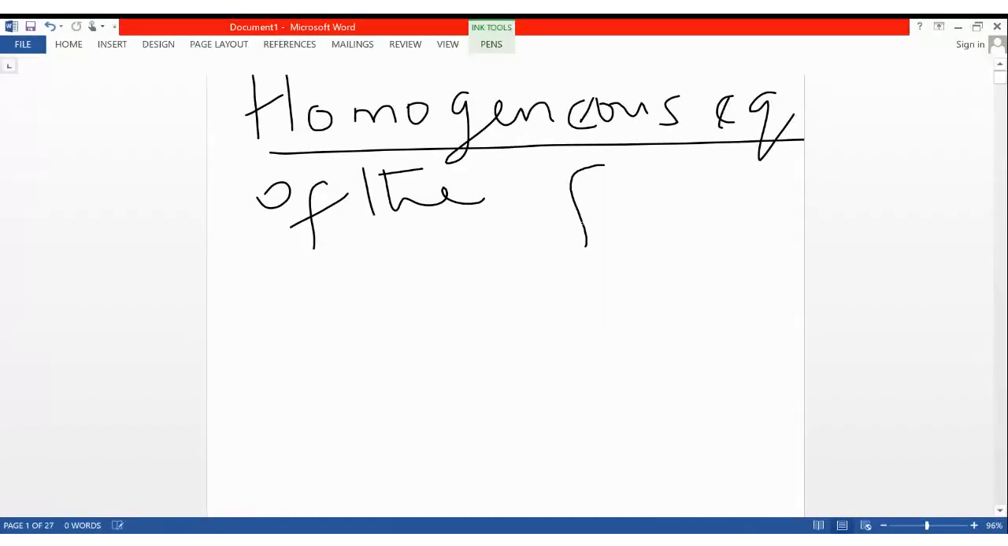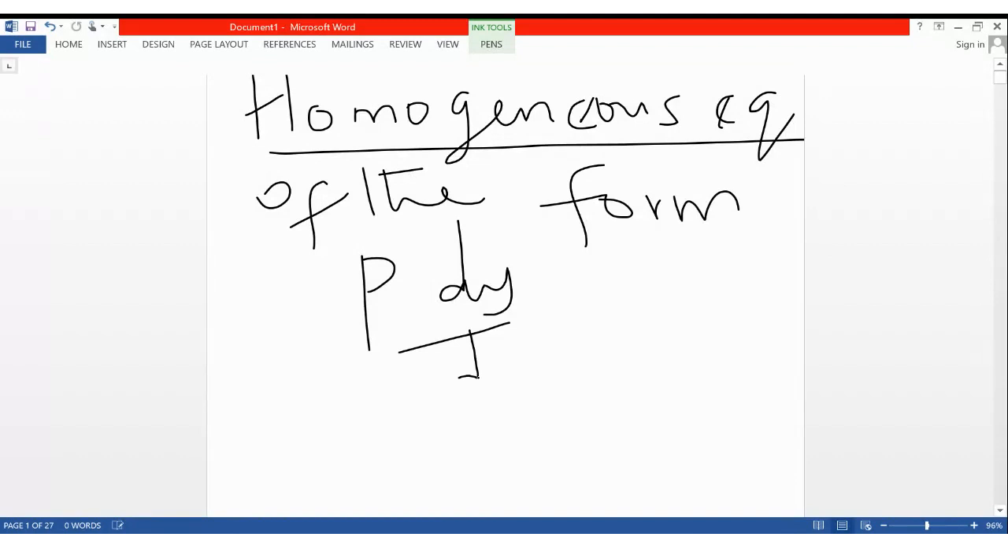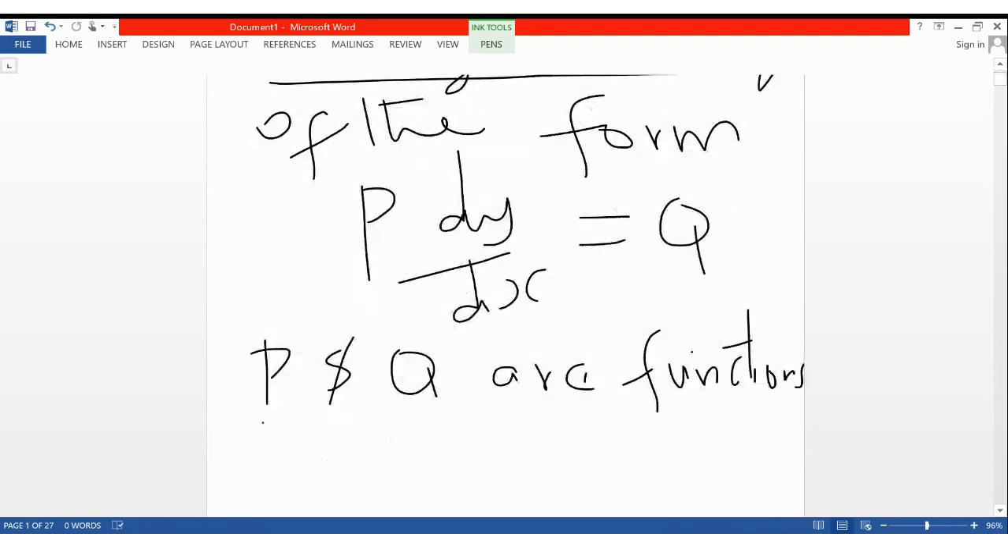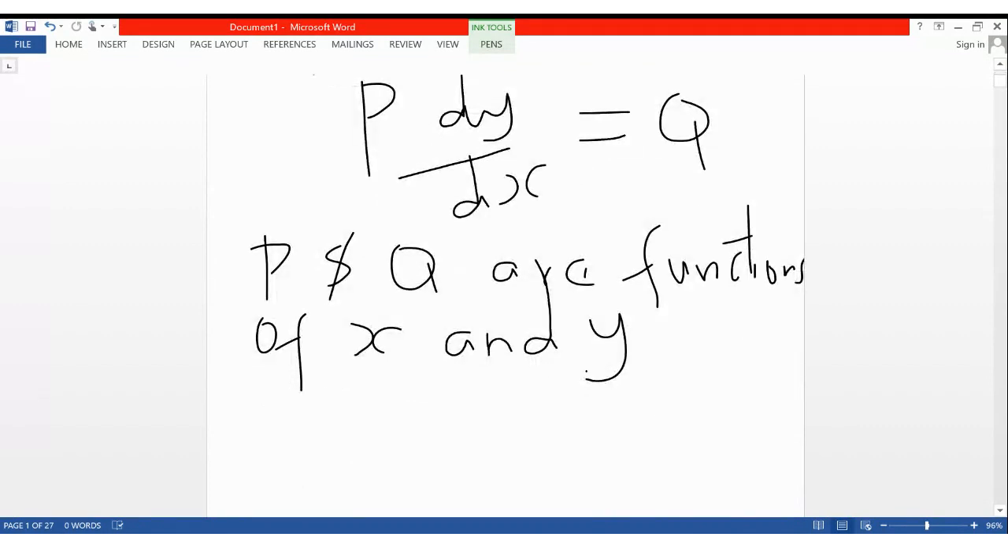of this form. I've already given you the notes. P dy over dx is equal to q, where p and q are functions of x and y. So basically for the homogeneous equation, the p and the q have to be of the same degree. The p and q, the same degree.